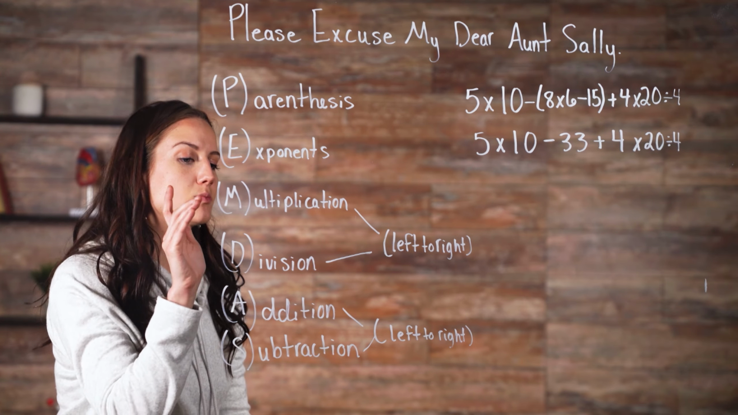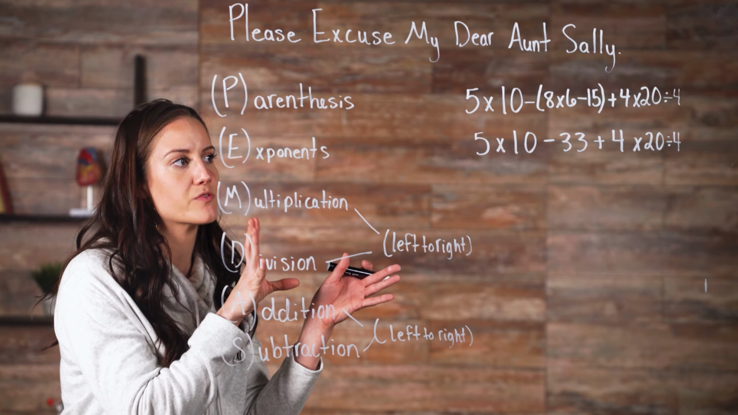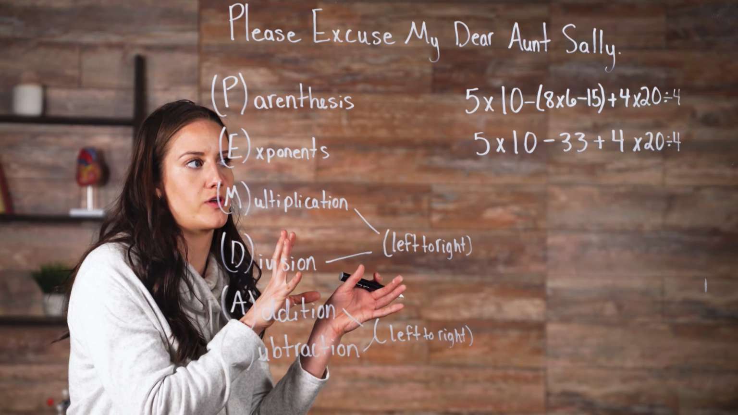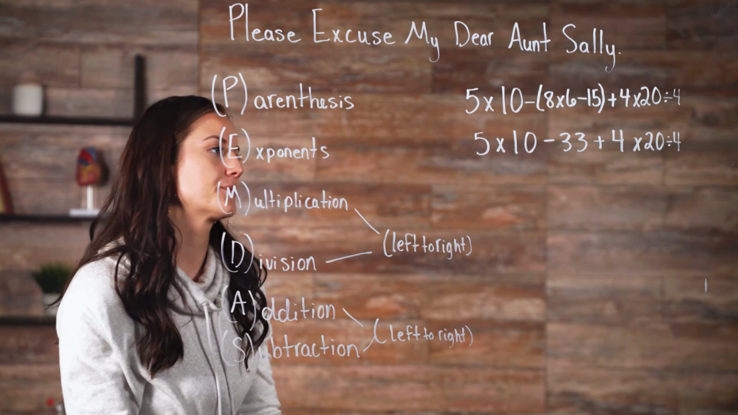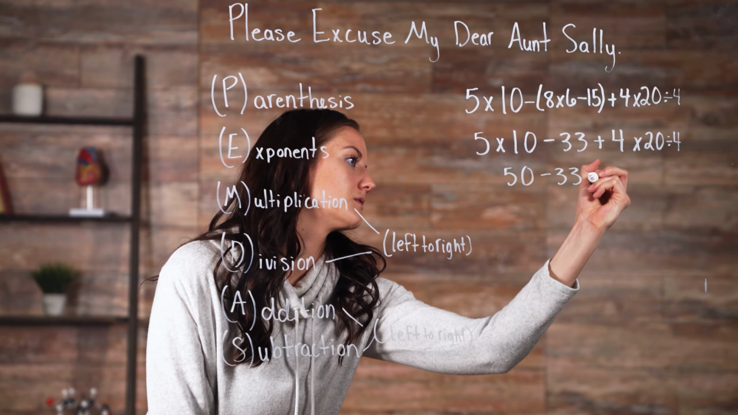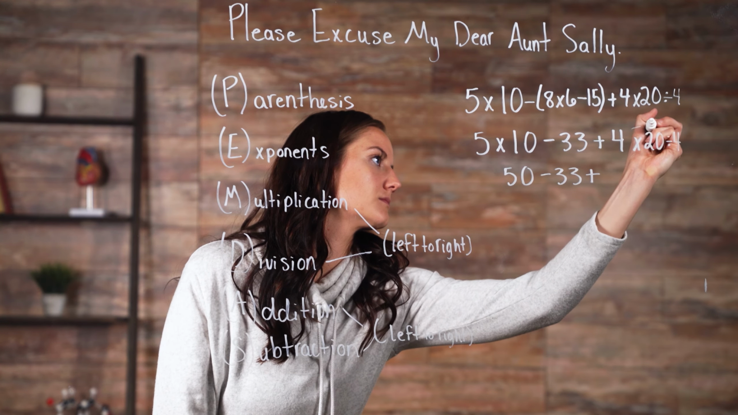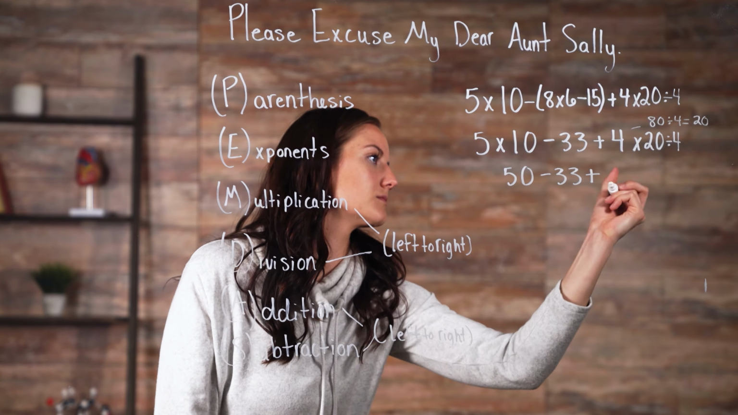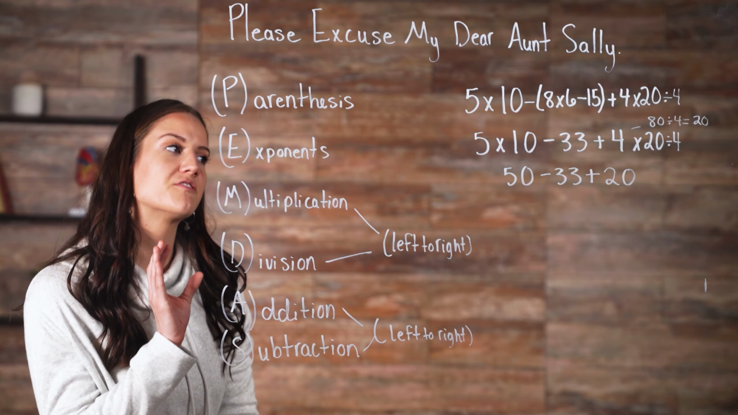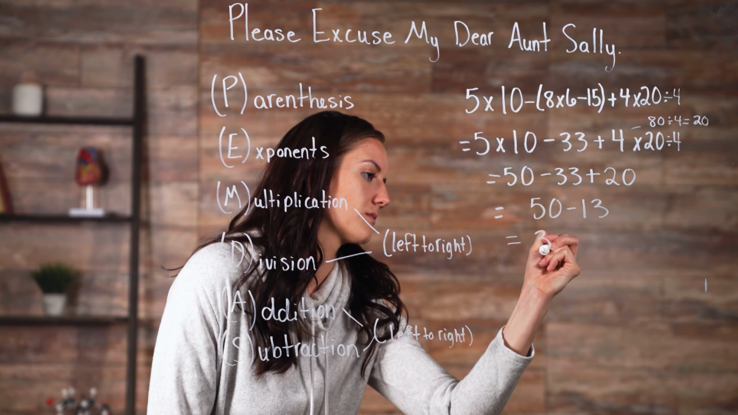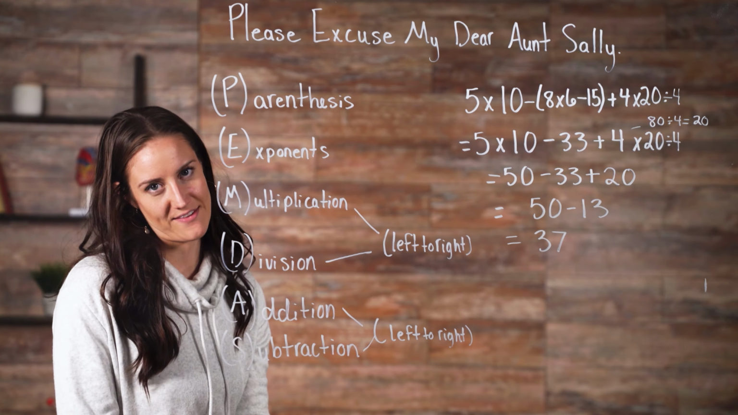So our next step is multiplication and division. So let's perform all of our multiplication and division problems and then see what we have left. Now we finish with addition and subtraction. So here's what we have. And our answer is 37.